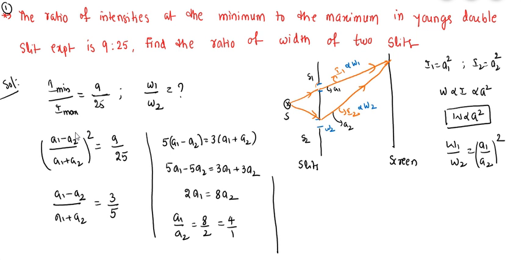And I want the ratio of the widths of the slits. The width of the slit is directly proportional to the square of the amplitude. We write W1 by W2 as A1 by A2 whole square.